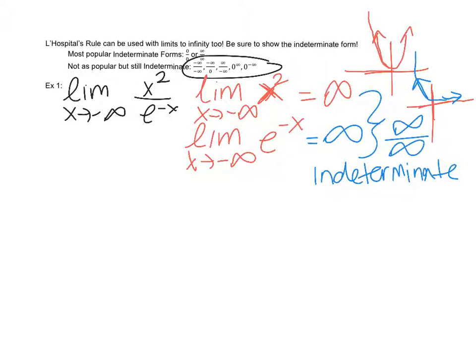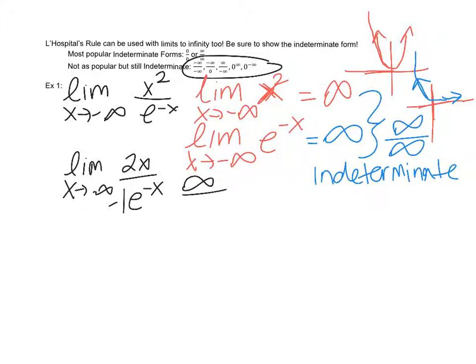Okay, now let's use our L'Hopital's rule. So L'Hopital says I'm going to take the derivative of the top and the derivative of the bottom separately. So limit as x approaches negative infinity, the derivative of the top is going to be 2x over the derivative of the bottom. So I have e to the negative x. The derivative of e to the negative x is e to the negative x. But because it's a negative x, I have to do the chain rule. And the derivative of negative x is negative 1. So that's negative 1 times e to the negative x. Now if I plug in infinity, it's still going to be infinity over infinity. 2 times infinity is still infinity.